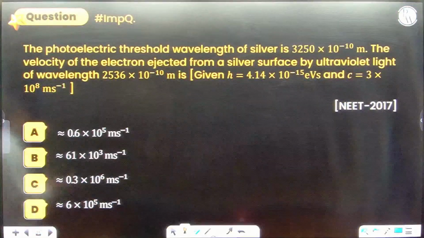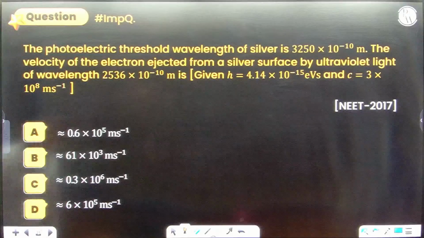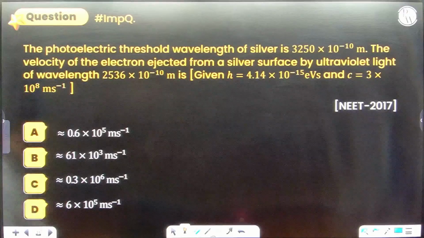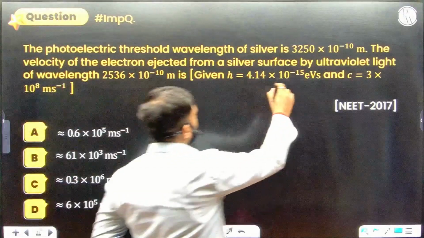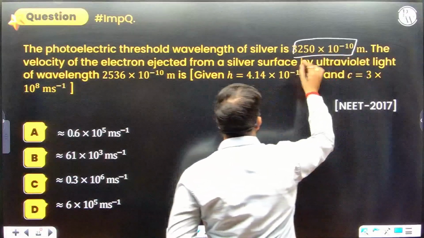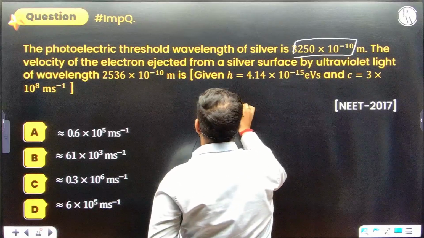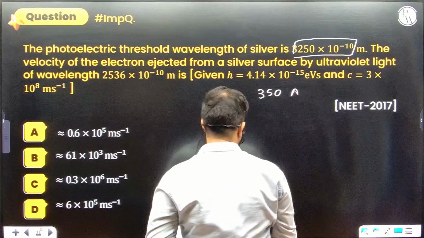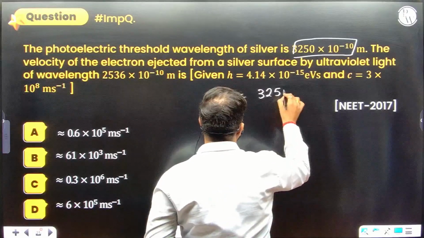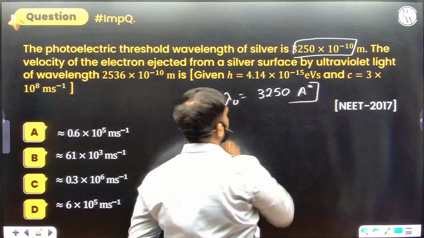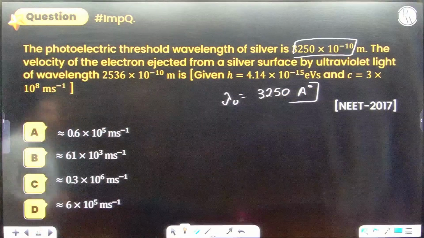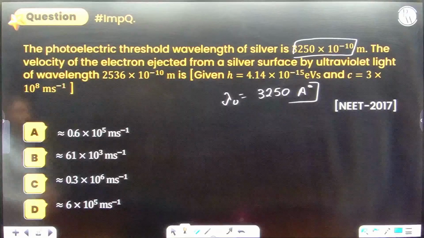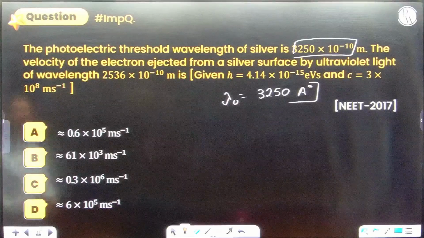Now let's check out the problems which NEET has asked before. Let's quickly go through this problem. They are saying the photoelectric threshold wavelength of silver is given as 3250 times 10 to the power minus 10, meaning in angstrom. Threshold wavelength is 3250 angstrom. The velocity of the electrons ejected from the silver surface by ultraviolet light.